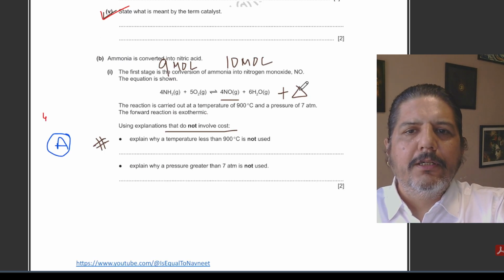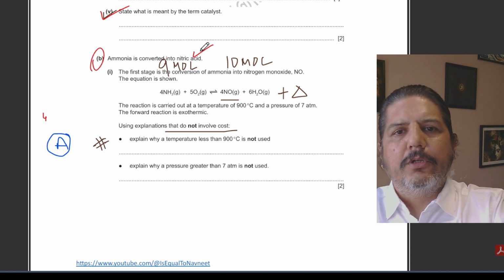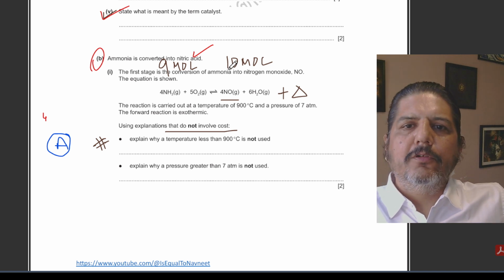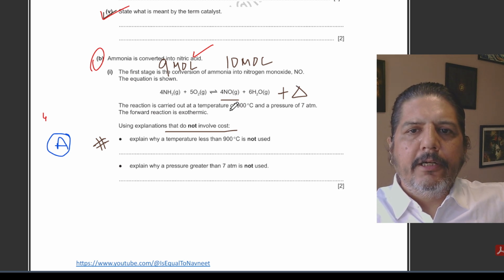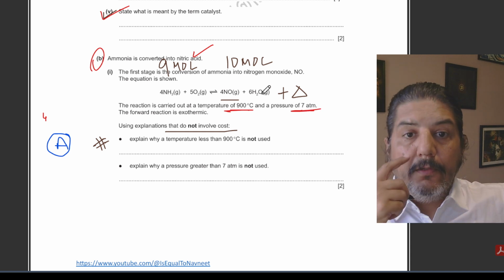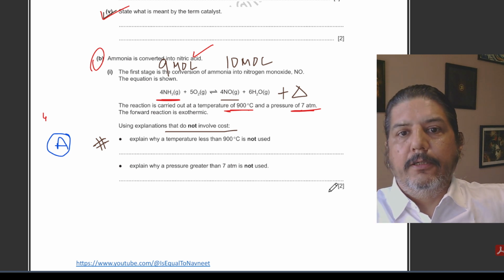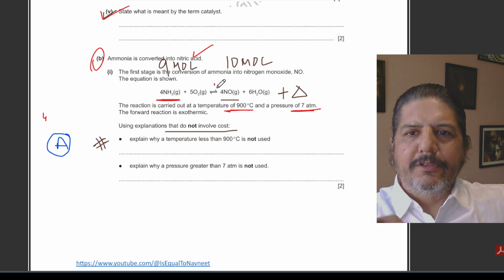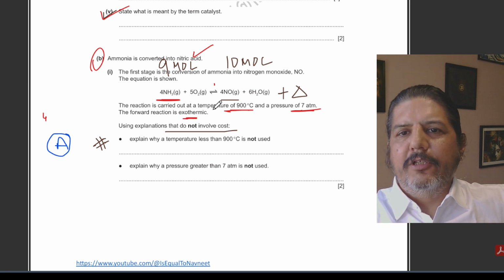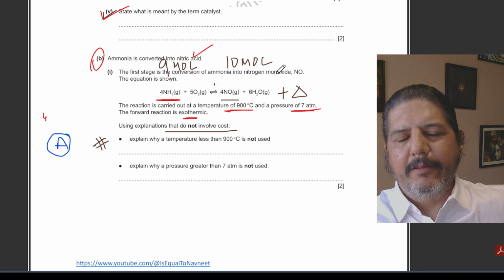Okay. Now we move to the next part of the question. Ammonia is converted into nitric acid. The first stage is conversion of ammonia into nitrogen monoxide. So this is the reaction. Now the reaction is carried out at this temperature and this pressure. This is a reaction where you are converting ammonia into nitrogen monoxide, and this too is an equilibrium reaction. So don't mix this with Haber's process. This is a separate reaction. The forward reaction is exothermic. So when I say plus delta, basically what I'm saying is that heat is being generated as a product. That is why I'm writing plus delta.